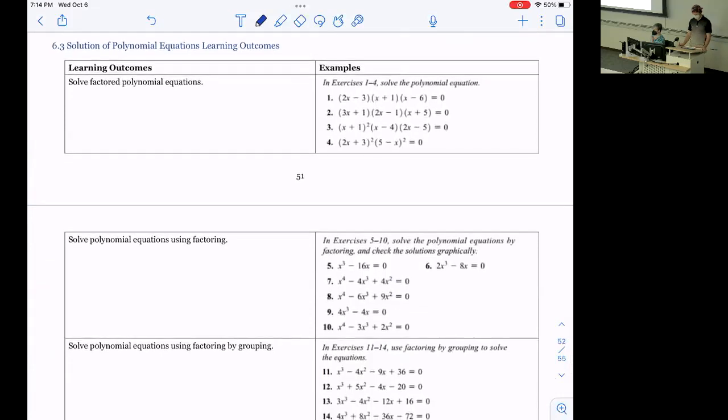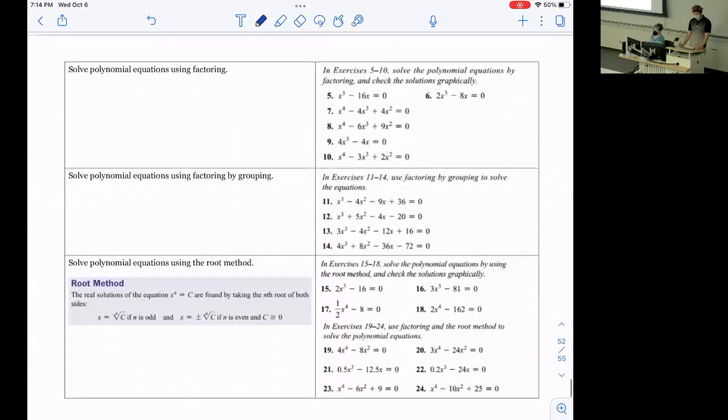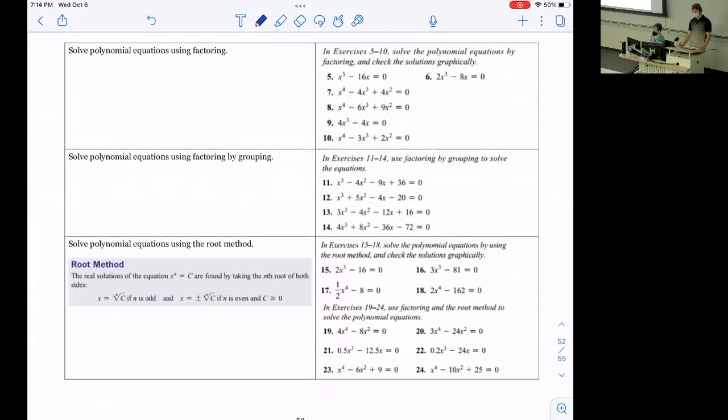Solution of polynomial equations using the different ways of factoring, okay? So everybody was okay last night with solving factored polynomial equations. Where we ran into trouble was with the factoring. So let's start with questions 5 through 10. They need to see those work.